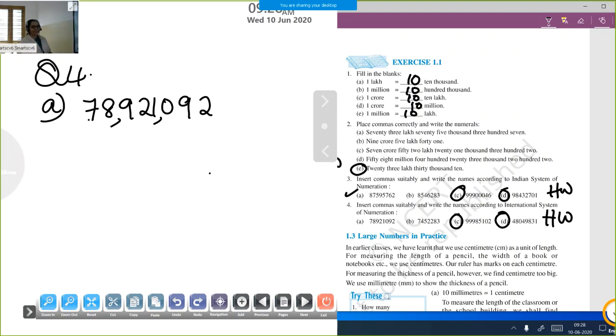International, because in the Indian system, the first 3 digits are in a group and the next 2 digits in a group. In the international system, all the groups consist of 3 digits. So this is the ones period, this is the thousands period, and after that millions in the international system. First ones period, then thousands period, then millions period. Okay, so how do we write the number name, or the word form?